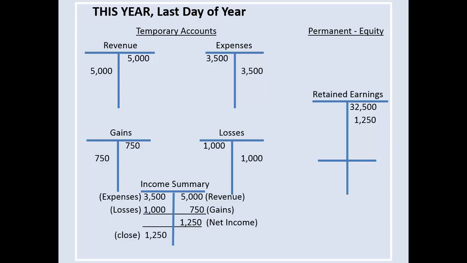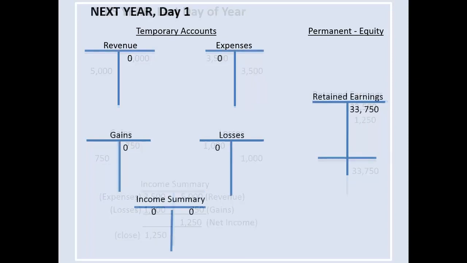A credit will increase retained earnings, a debit will decrease it, which is why net income is a credit, a net loss would be a debit, and of course a dividend declaration would be a debit also. So now it's the next year, the first date, let's say January 1 now. All your temporary accounts are closed and you've updated retained earnings.